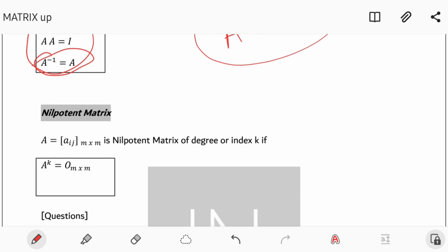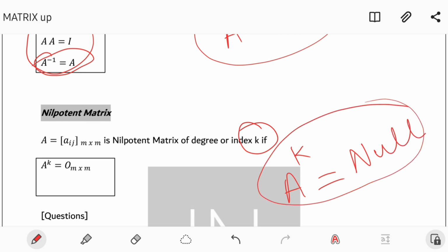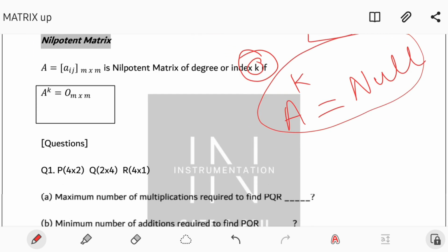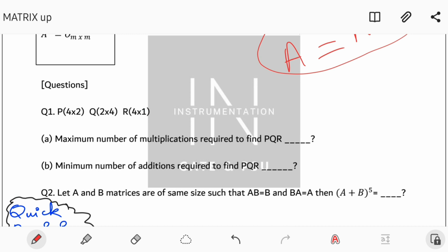A matrix is nilpotent of degree or index k if you raise that matrix to that power and you get the null matrix, like all the elements of the matrix are 0. In that case you can say it is nilpotent of degree or index k. Here k shows the degree of which the matrix is a nilpotent matrix. Here I have given you two questions. Both are very easy, just try them and find the answers. Put them in the comment section. I am providing the solutions as well.